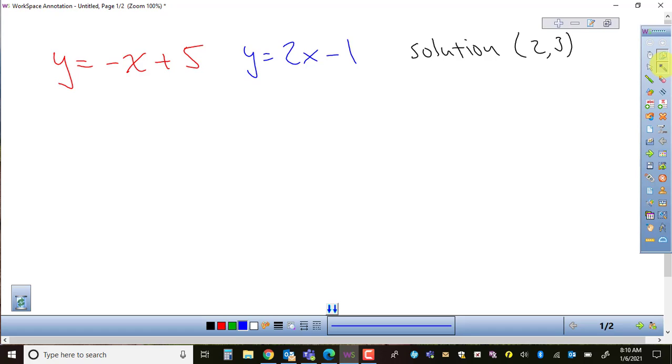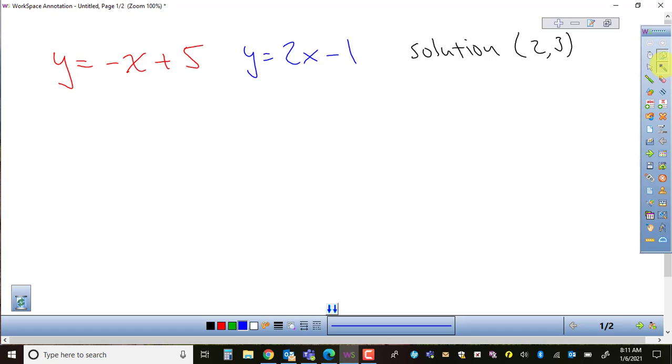And I'm telling you right now the solution to this system of equations is the ordered pair 2, 3. And it is a solution because it's the only ordered pair that will work in both of those at the same time. And I can prove that to you by just substituting in those values into both equations, and you'll see it will be true for both.